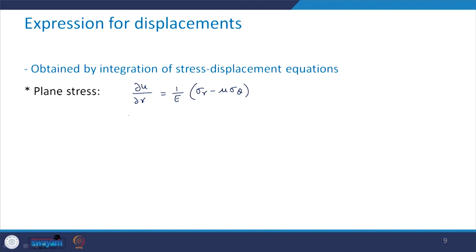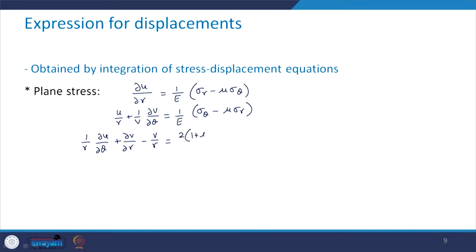That is the first one. Then we have u upon r plus 1 upon v del theta is equal to 1 upon E sigma theta minus mu times sigma r. And then the last one we have as 1 upon r del u del theta plus del v del r minus v upon r is equal to 2 (1 plus mu) upon E into tau r theta. So, we take these as equations 11 A, B and C.